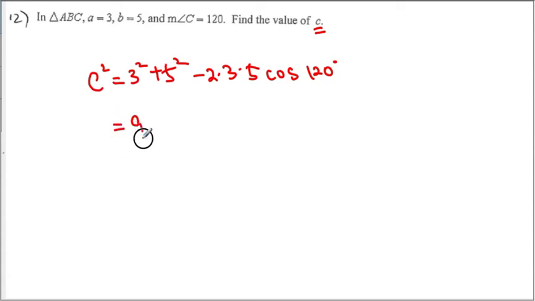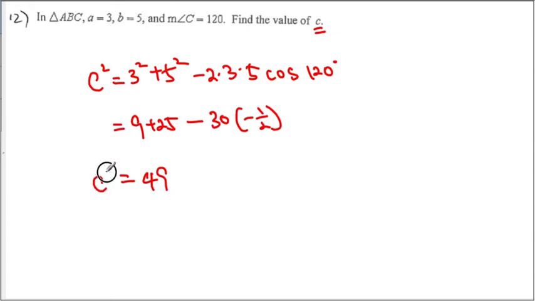Here that's equal to 9 plus 25 minus, this becomes 30 times, what is cosine of 120? Cosine of 120 is in fact equal to negative 1/2. Then we realize that this is positive 15, so 49 is the value that we end up getting. That's c squared, so c must be equal to 7.